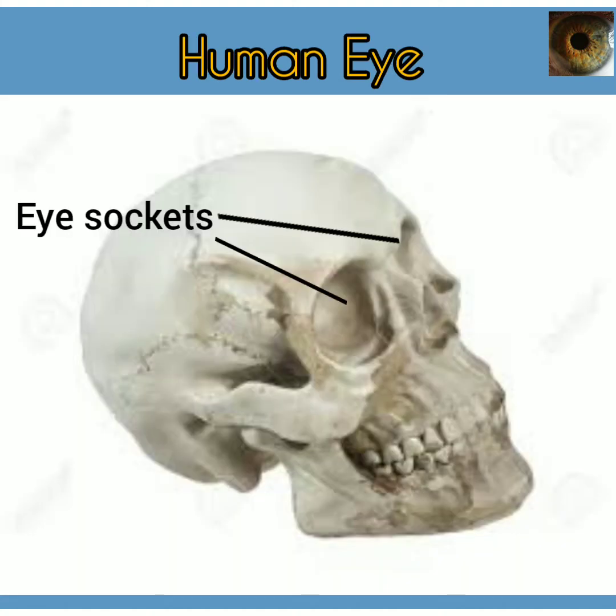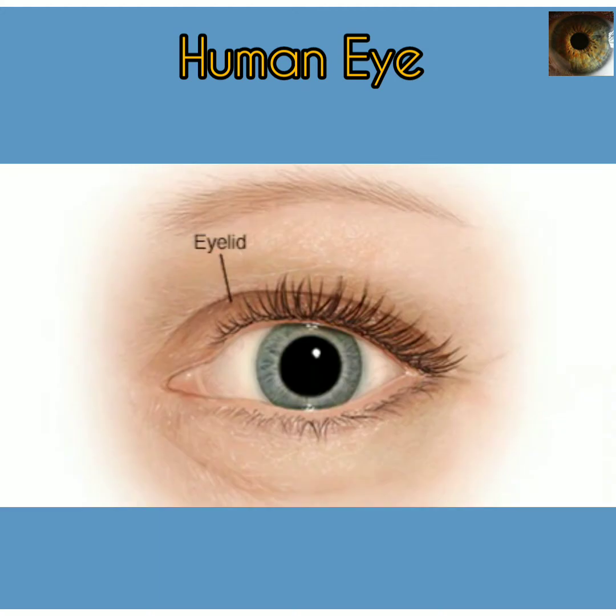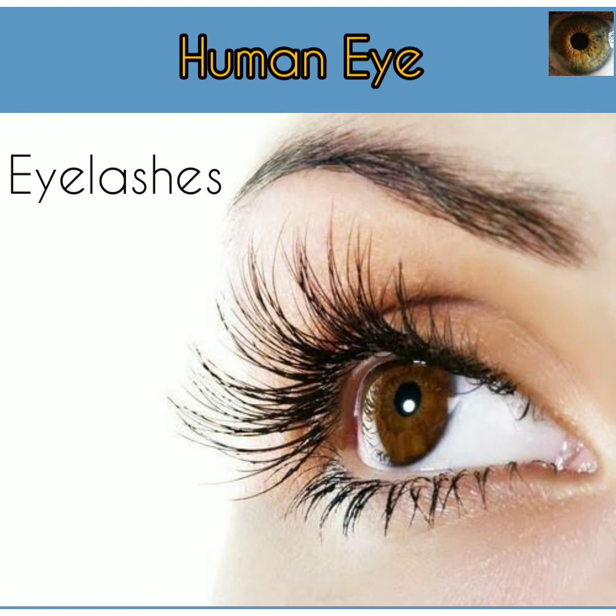Human eye. Our eyes are located in small portions of the skull known as the orbits or eye sockets. Eyelids wipe eyes and prevent dehydration. They spread tears on eyes which contain substances for fighting bacterial infections. Eyelashes prevent fine particles from entering the eye.